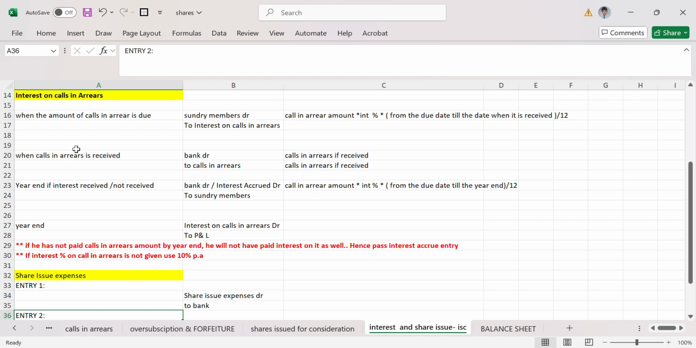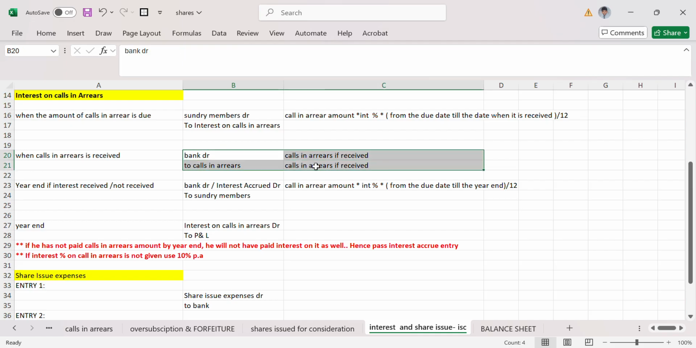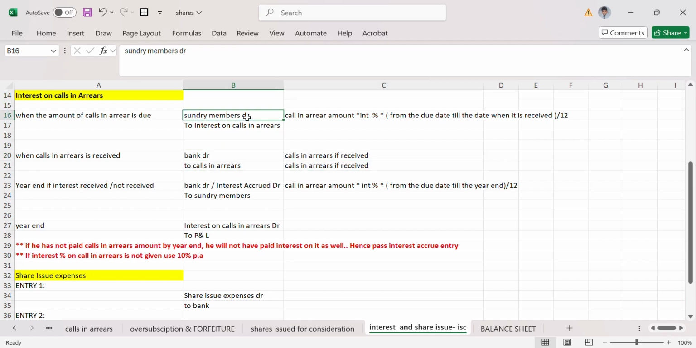Then coming to interest on costs and arrears. If the shareholders have not paid the money on time and the question says to calculate interest, the first entry I will pass is for sundry members. The first entry I should ideally pass is when the costs and arrears is received, that is bank debit to costs and arrears, if the costs and arrears amount is received. And on the same date I will ask them to pay interest.